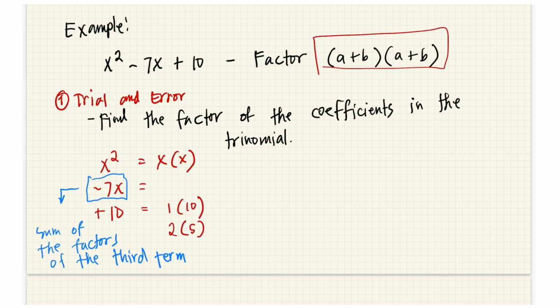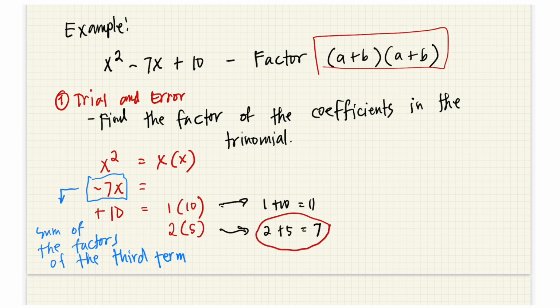So therefore, it is very important to know which of these will give us 7. If you have 1 plus 10, that is 11. Now if you have 2 plus 5, that gives us 7. So the one thing that we're going to use is this.